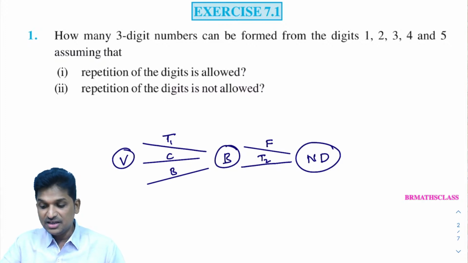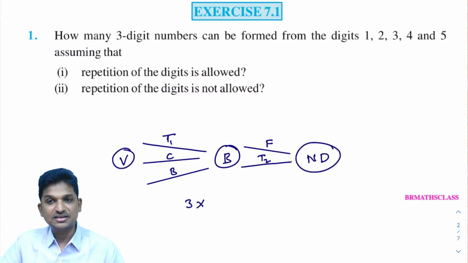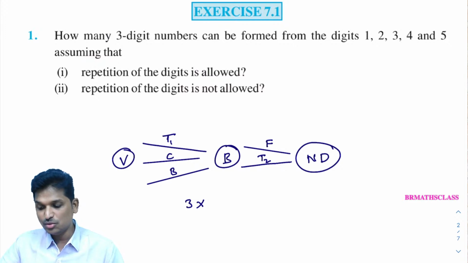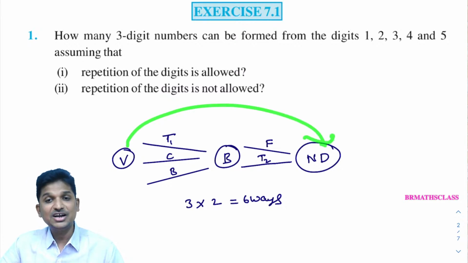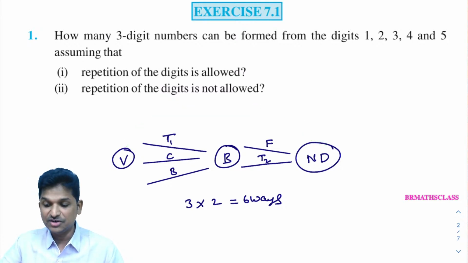Correct? See here, first work can be done in how many ways? First work can be done in three ways, right? And what about second work? Second work can be done in two ways. By the fundamental principle of multiplication, the total work can be done in six ways. That means to reach New Delhi from your village, there are total six modes of transportation available. What are those six modes of transportation?